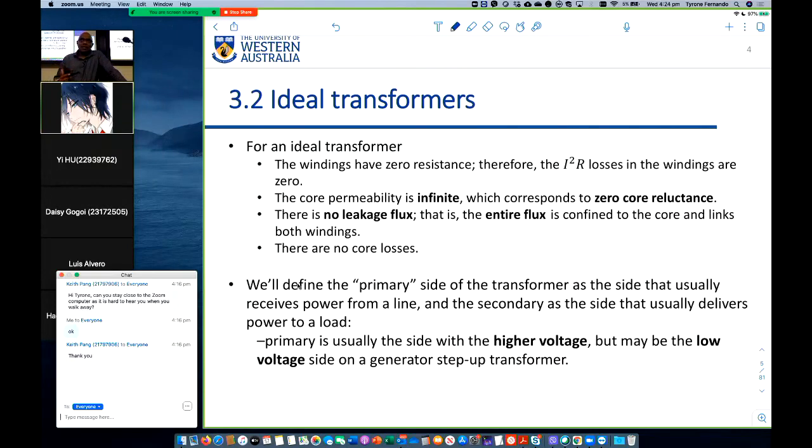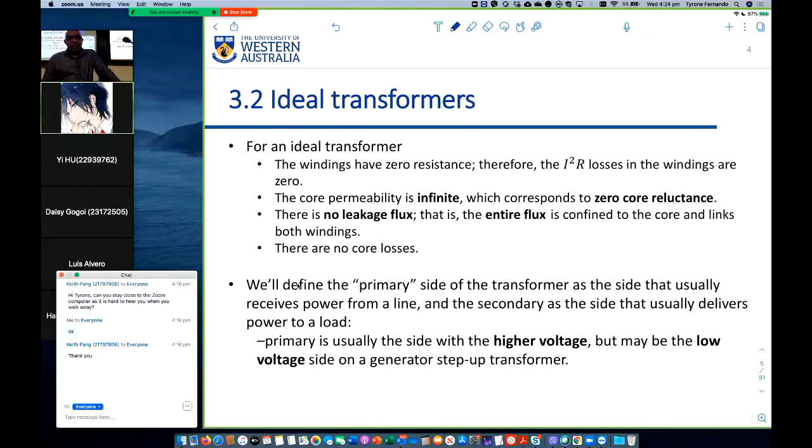Because you have the primary winding, we have an energy source, an alternating current flowing through the primary winding, which creates a time-varying flux which links the secondary winding, and we will assume that the entire flux is confined to the core of the transformer. And that changing flux that links the secondary will induce an EMF according to Faraday's law. Now, we'll also assume that there are no core losses. So in an ideal transformer, there are no core losses.